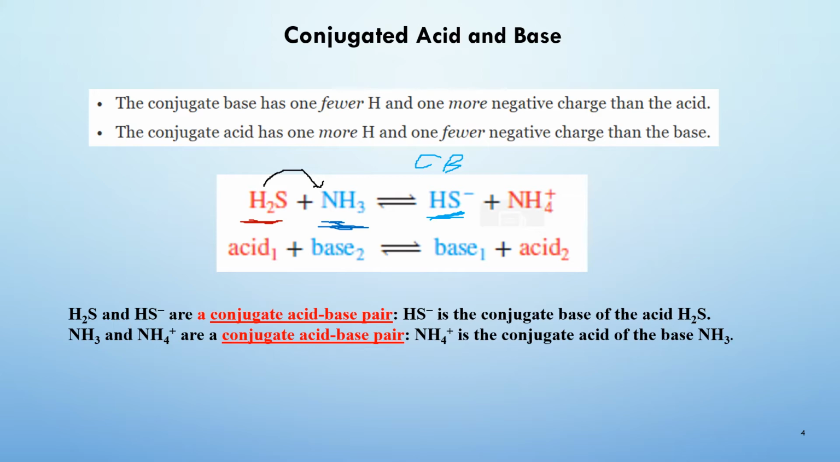So H2S is the acid, and after losing the proton, it becomes the conjugate base. We say this is a conjugate acid-base pair, so H2S and HS minus are a conjugate acid-base pair, where HS minus is the conjugate base of the acid H2S.